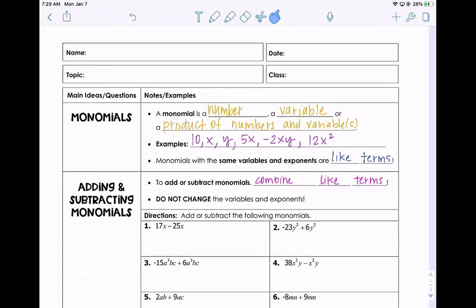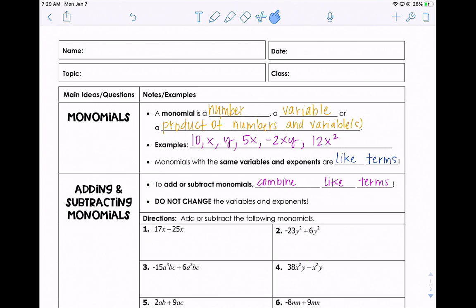Okay, so this semester, our first unit is going to be on exponents. So today we're going to first talk about monomials. The root mono in monomial just means one, so that would be one term. A monomial is a number, a variable, or a product of numbers and variables.